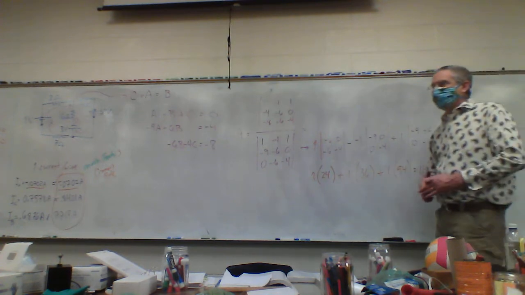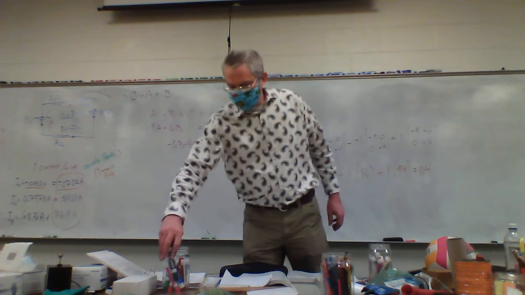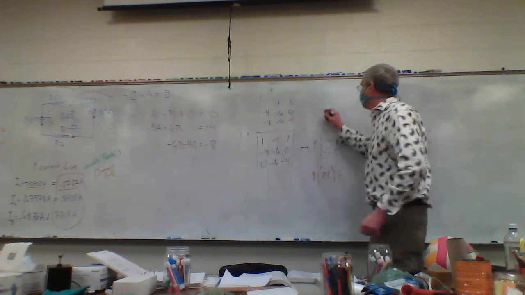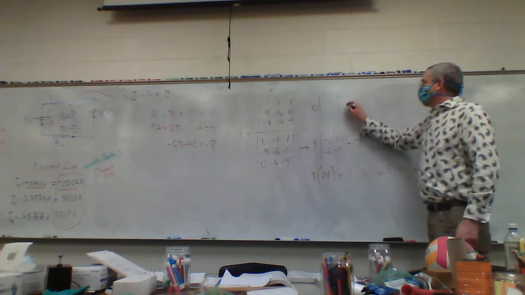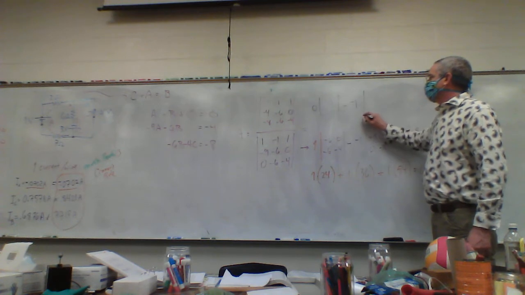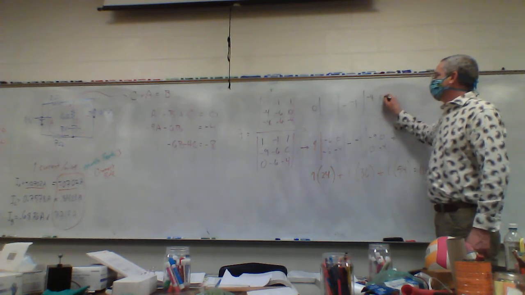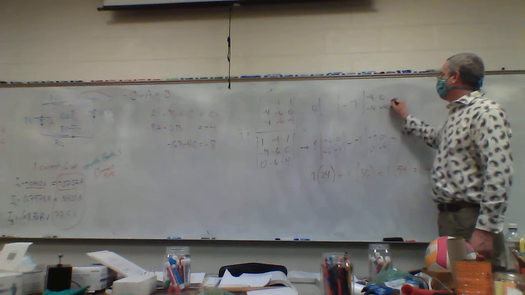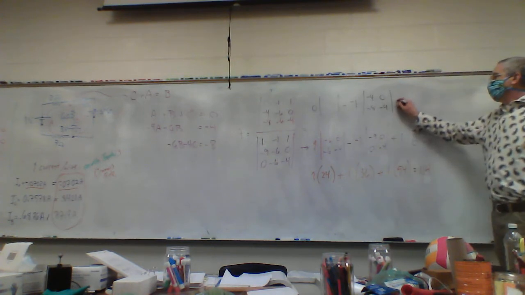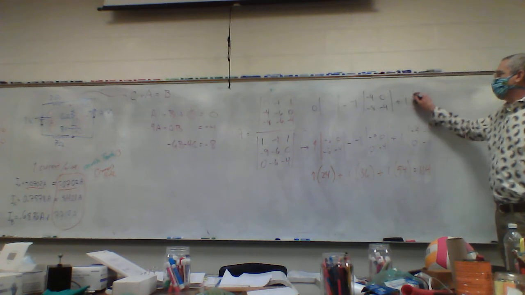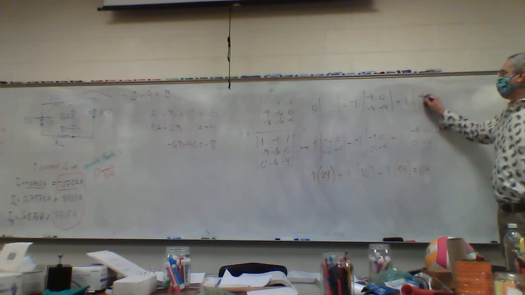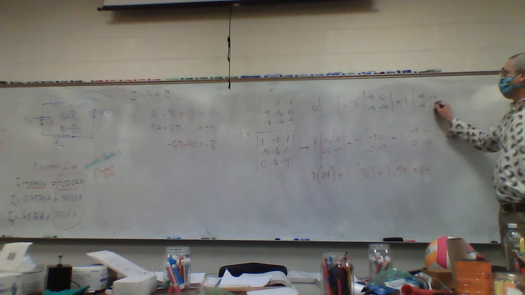We're going to do the same thing at the top. Yes, we are. So we have 0 times, I really don't care, minus negative 1 times the determinant of negative 4, 0, negative 8, negative 4. Plus 1 times the determinant of negative 4, negative 6, negative 8, negative 6.